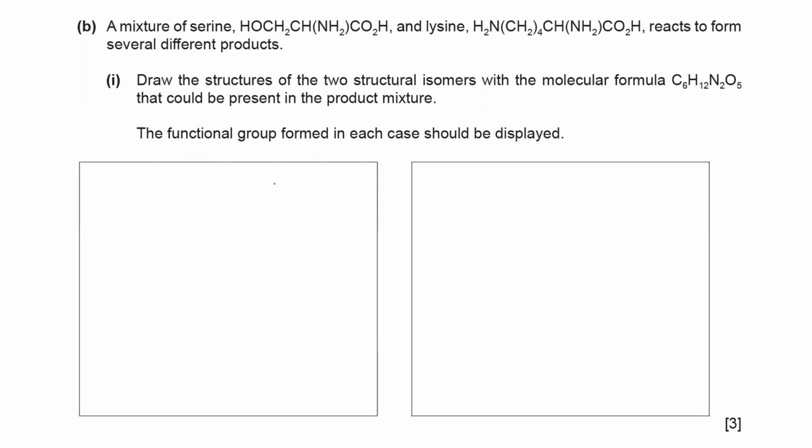Now, I want to write down the molecular formula for both serine and lysine because they give us the molecular formula of this product that they wanted us to write the structures. So let's just write down, very simple, just count the total number of carbon, 1, 2, 3 for serine, total number of hydrogen, 1, 2, 3, 4, 5, 6, 7. Then nitrogen, 1 only, and oxygen, 3.